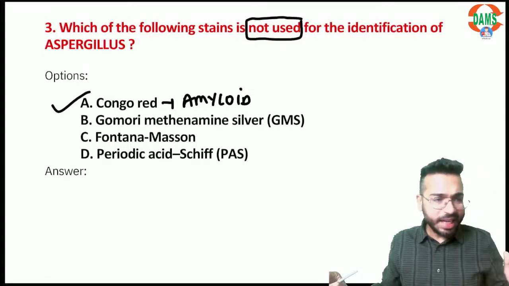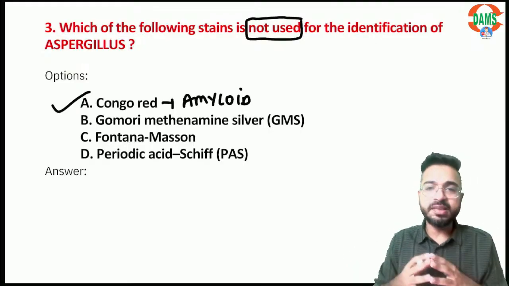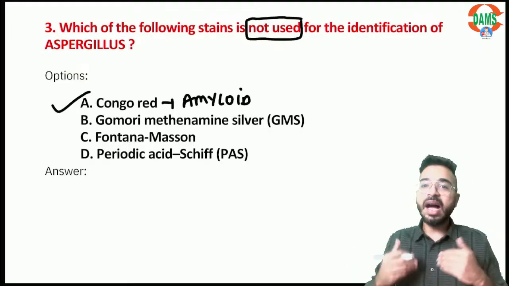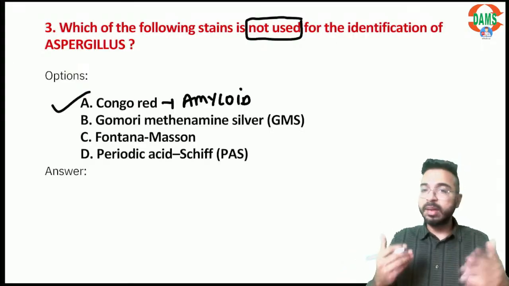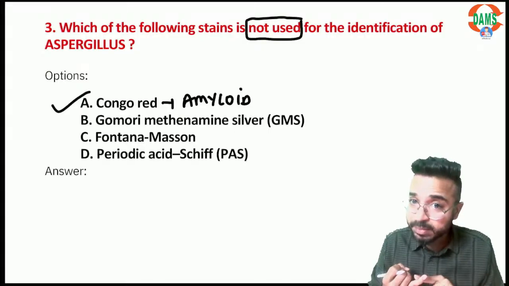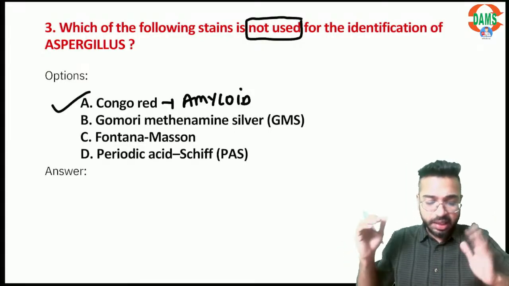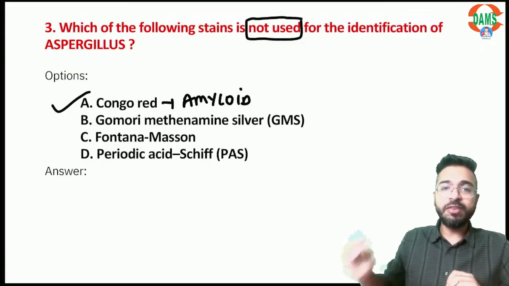Okay, rest other than that, this is what we need to know. This is what happens in real life. When you come to real clinical practice, there are symptoms which might suggest something else, but then we have radiology to suggest something and pathology to confirm everything. So this is where it goes. Congo red is for amyloid. The rest are fungal stains.